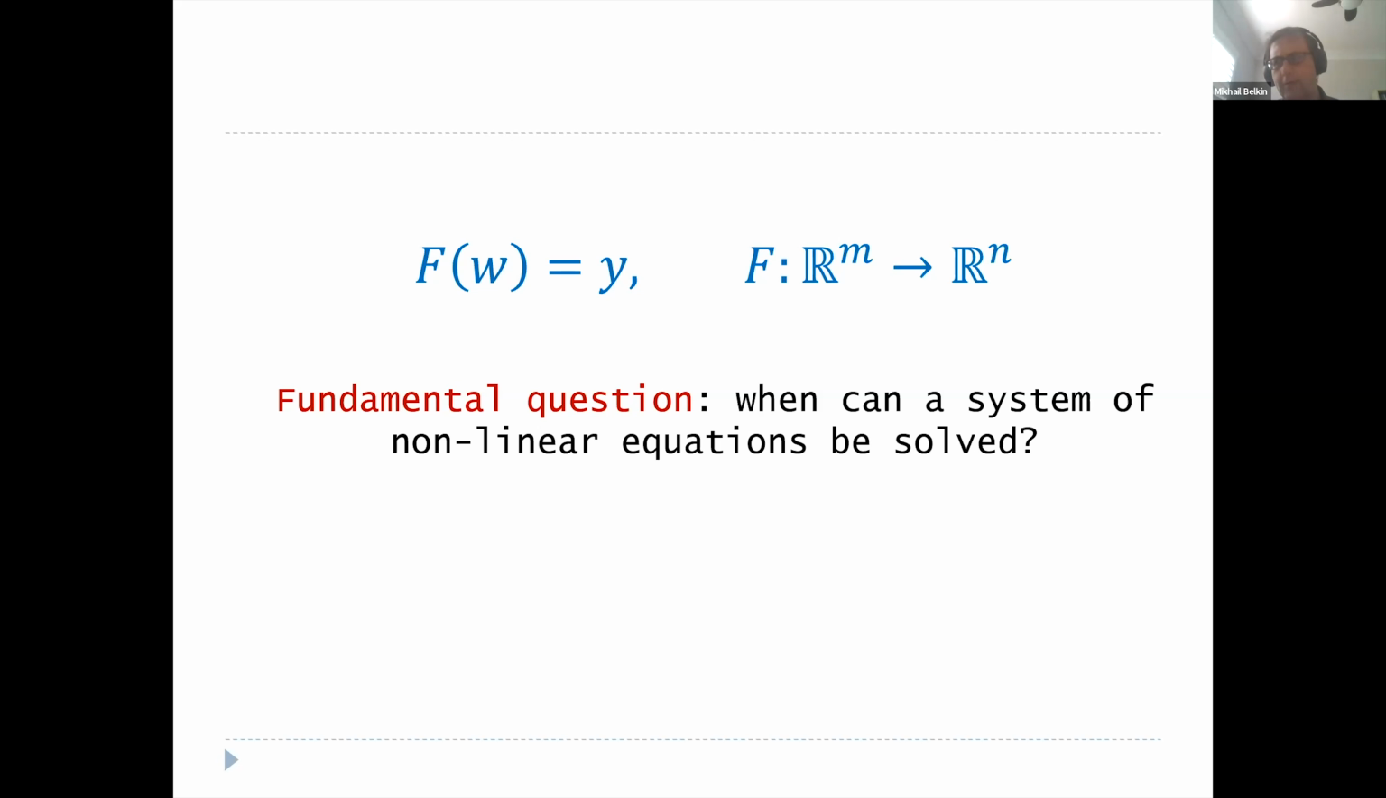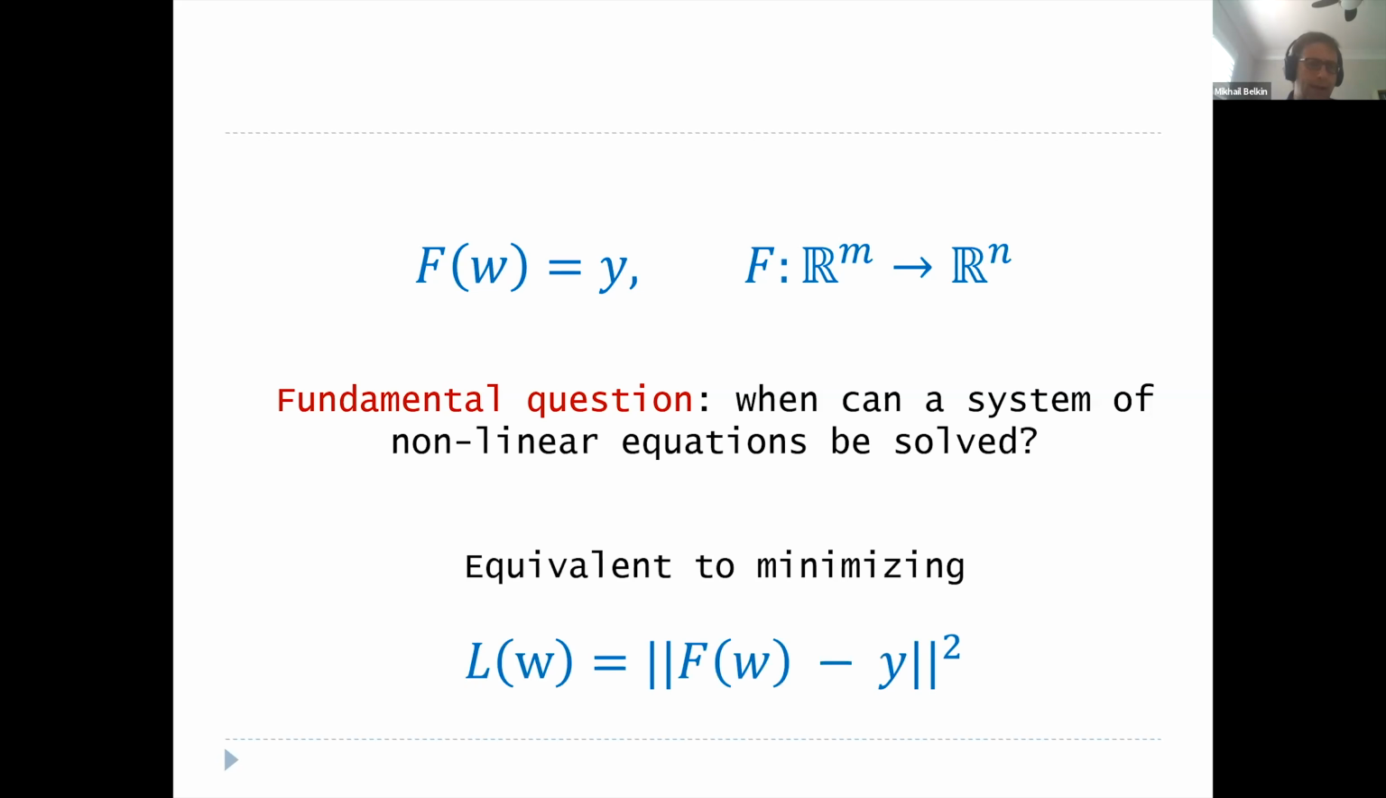But it turns out that, of course, it's not completely full generality, but there is a very large class of systems where you can actually answer this question. It's a pretty remarkable thing. And the other thing is the obvious observation that solving a system of nonlinear equations is equivalent to minimizing the loss, the square loss.